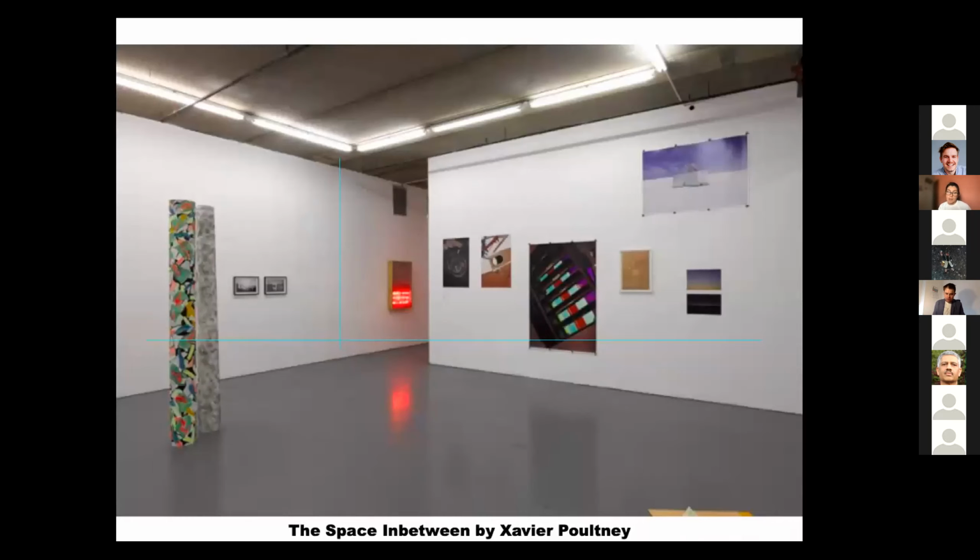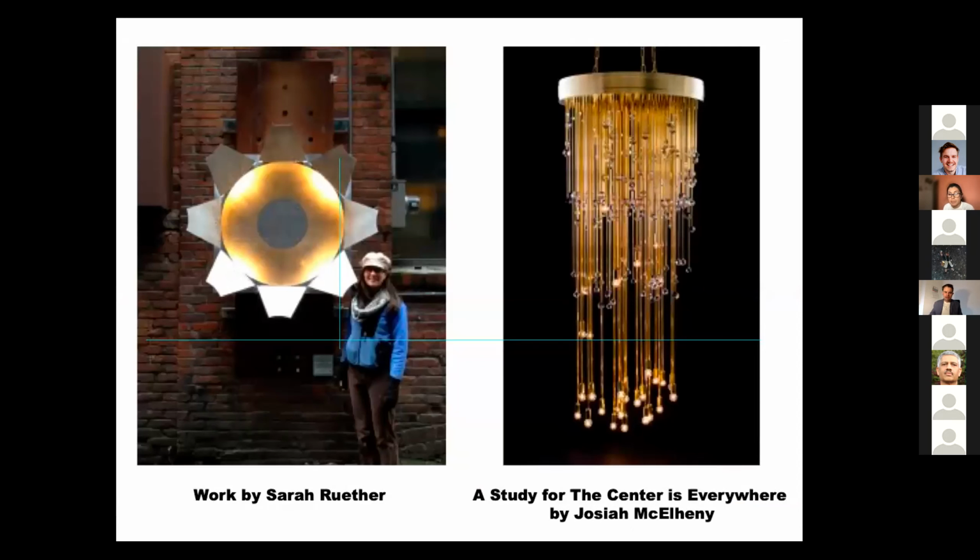This is also a work called The Space in Between by Xavier Poultney, who went and did some interesting work with SDSS observatories, but also went and found out about other ways of understanding the universe from Native American traditions in the Southwest, around the area where the APO was based. And finally, here's another couple of works, one by Sarah Ruther, and a work called The Center is Everywhere by Josiah McElney. It's just really cool, so I just want to show them.